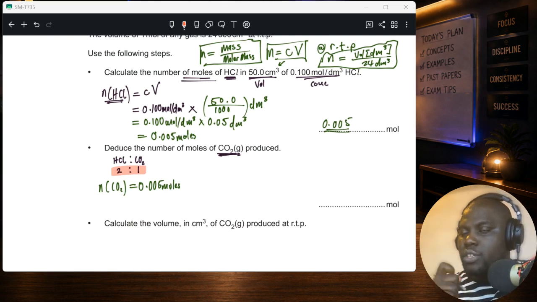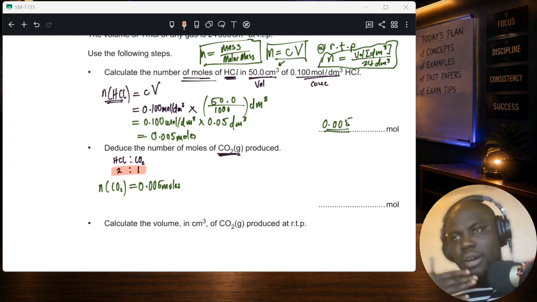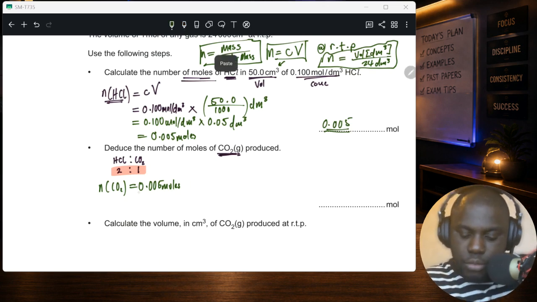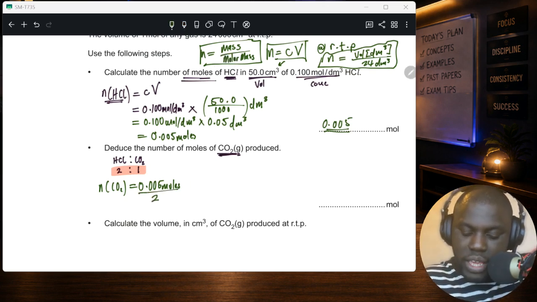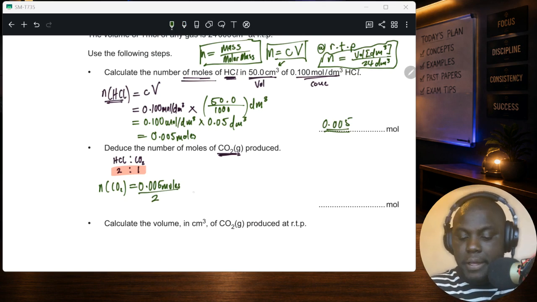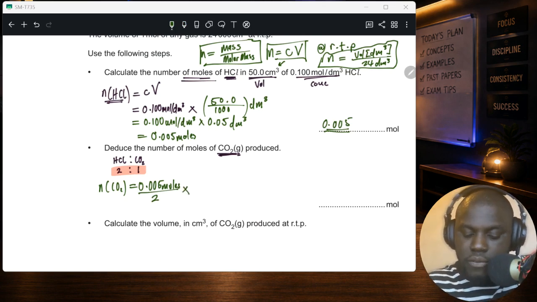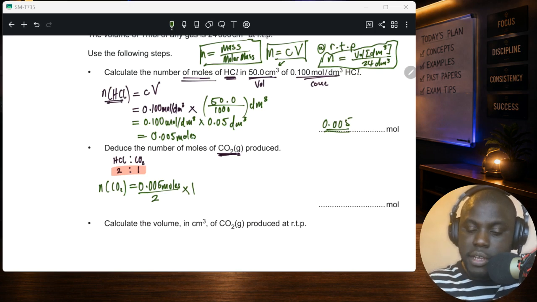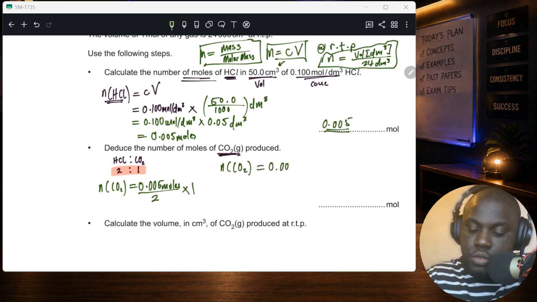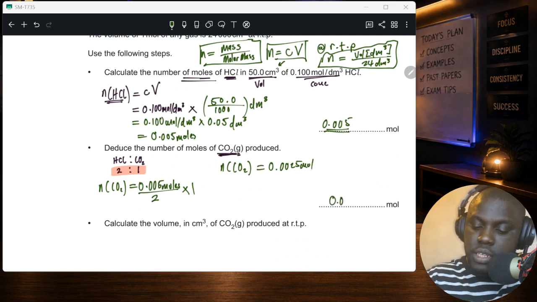You divide by what you have, so you remove what you have. Then you multiply by what you're looking for. So let's remove what we have. We have HCl, so that's the 2. We divide. We multiply by what we're looking for. We're looking for number of moles of CO2, which is the 1. So we multiply by 1. So you actually now get number of moles of CO2 being 0.0025 moles.